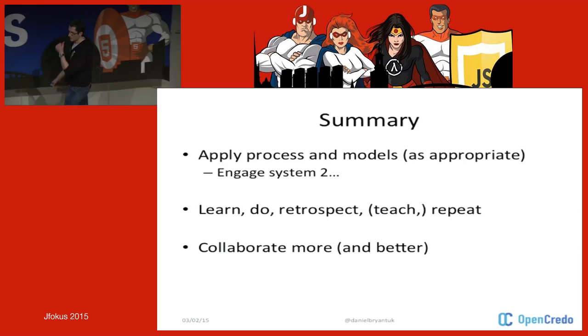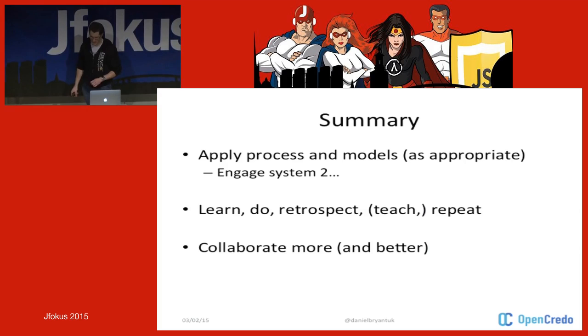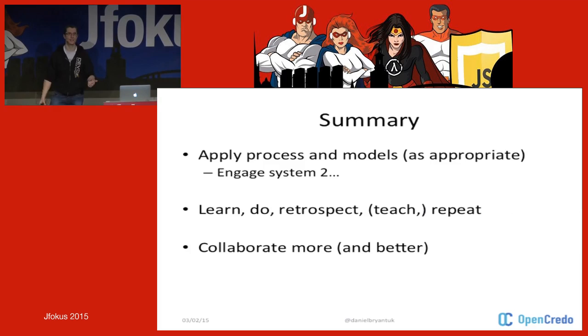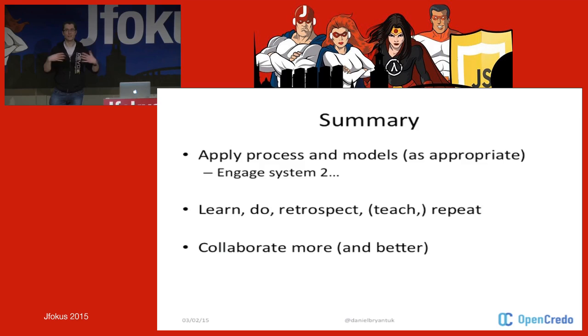So, in summary then, we are all prone to bias. The classic I often hear in companies is, "I know my own bias." Obviously you don't, because it's a bias, yeah? But you like to think you do. But apply models, apply processes to overcome some of these things. Particularly as a group, these things are really valuable, and they help you engage System 2 and provide documented evidence that you've done that as well.